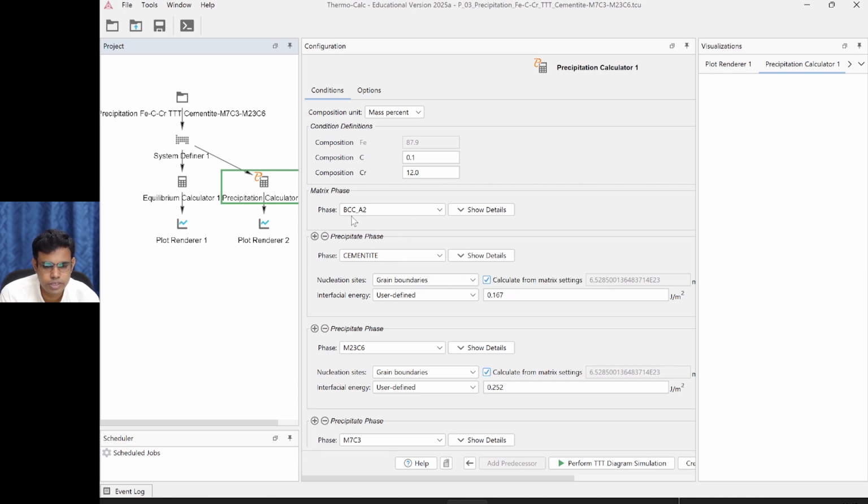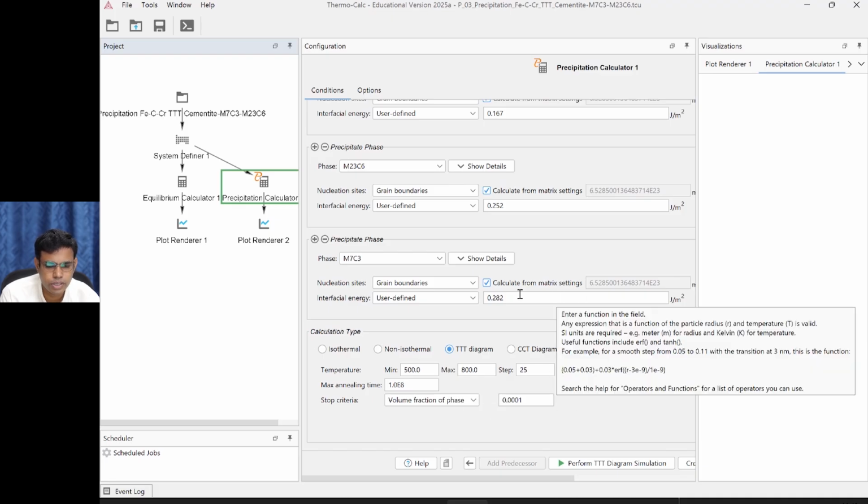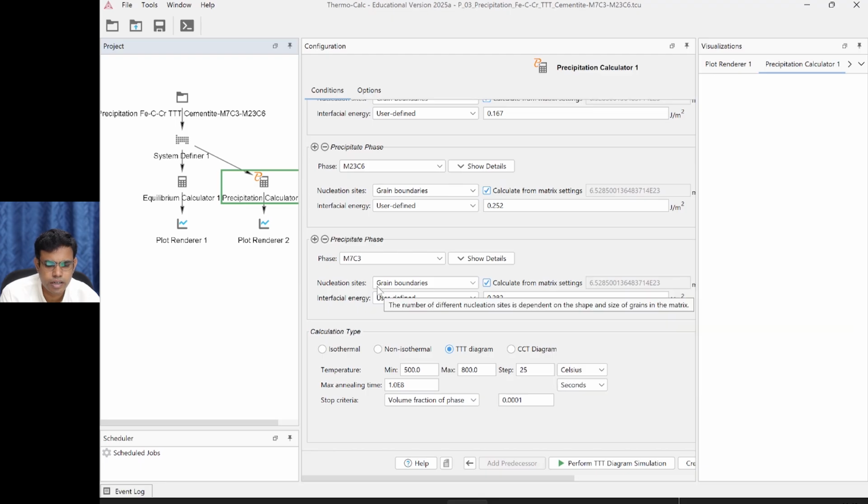Taking initially one BCC matrix, we see with respect to time what is the start time for cementite formation, M23C6 formation and M7C3 formation, and that is going to be done in this temperature range. It's a TTT diagram, therefore isothermal exposure data for this entire 500 to 800 range will be collected and plotted as a TTT diagram. The maximum annealing time of 1e8 seconds is given, and other settings you can keep in default values. More importantly, the nucleation sites are grain boundaries. Okay, so perform TTT.